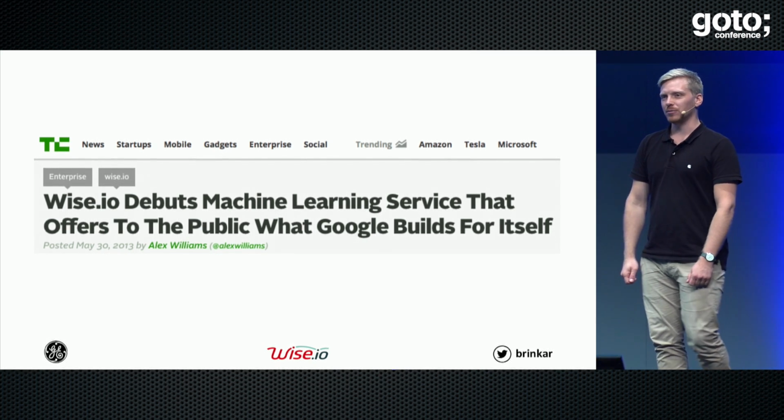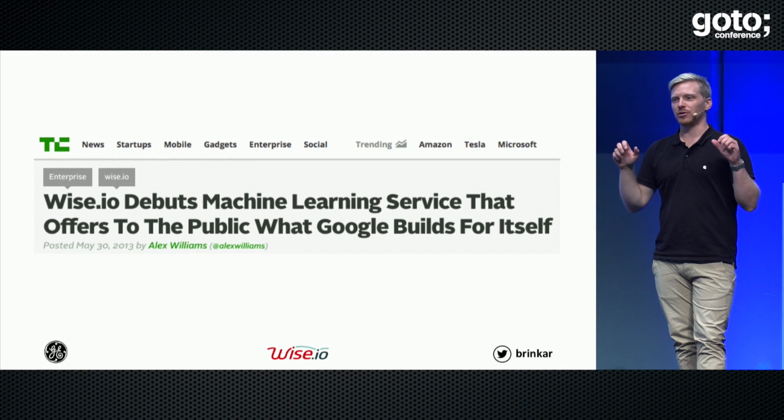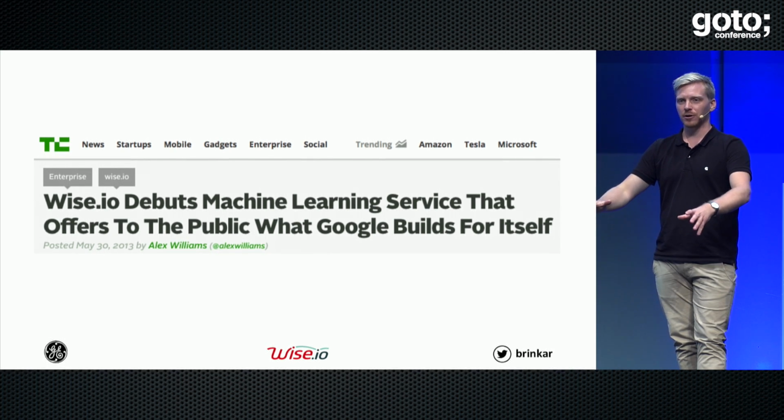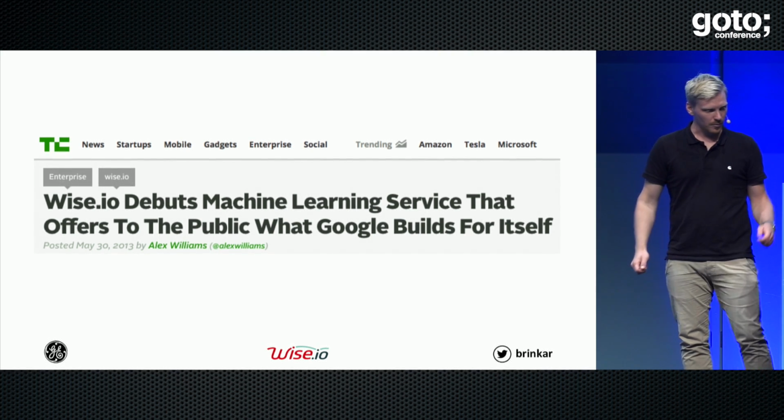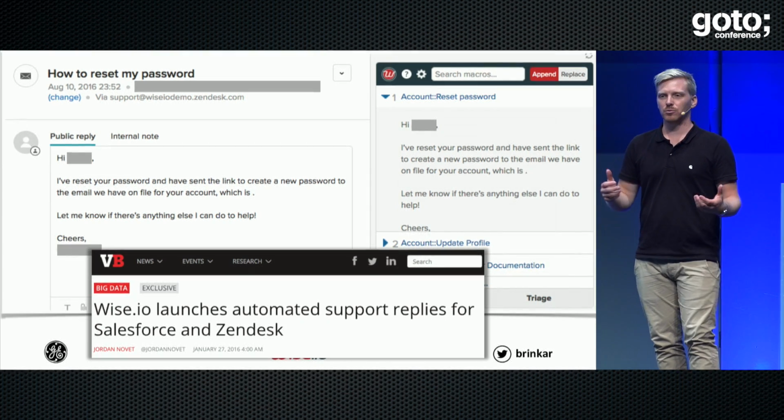So what we ended up doing was trying to focus on something. What we really wanted to show was that you could take these state-of-the-art machine learning systems and put them into a plug-and-play framework. Something where the user doesn't have to know that they're working with a machine learning system. It just gives them value. And so what we started doing was integrating into support systems.